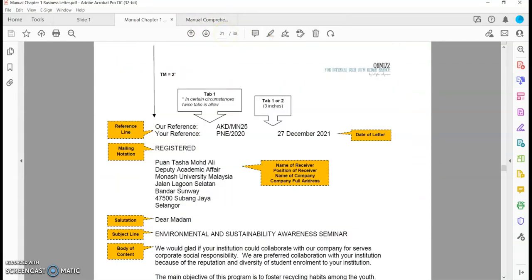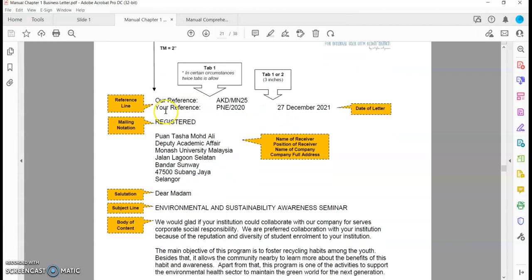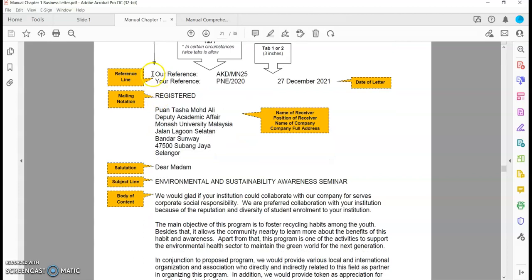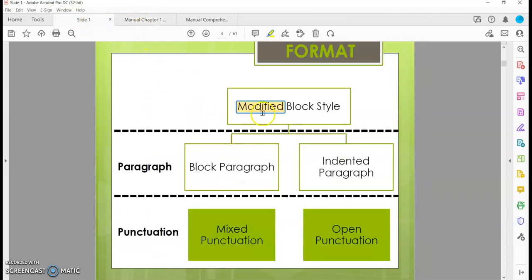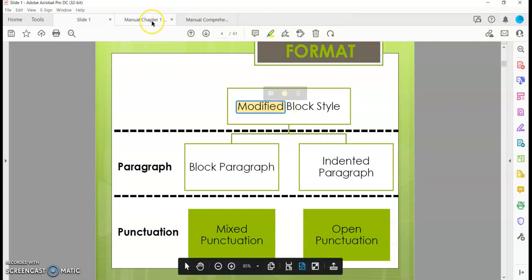Okay, you can get it in your manual, on page 21. As I mentioned just now, the block style that you learned in part one, for OBM 1 to 1, all the parts of the business letter will start on the left. But for modified block style, meaning they have modified the block style a bit, what are being modified?